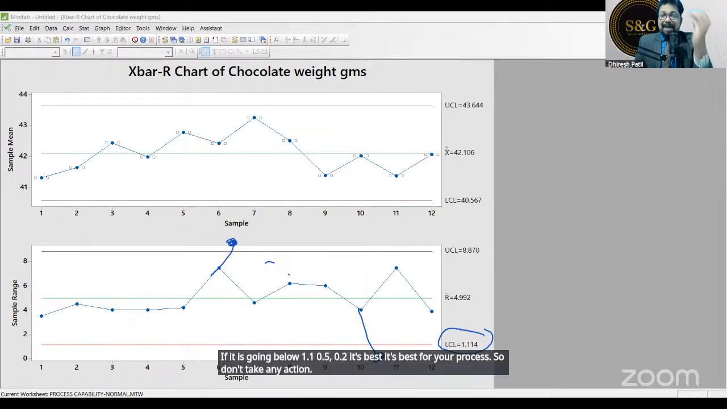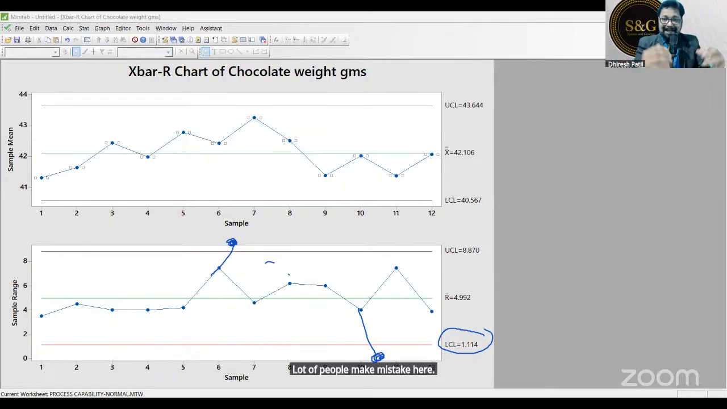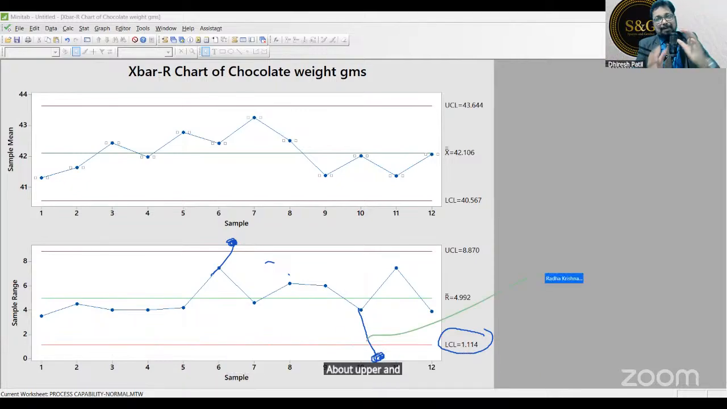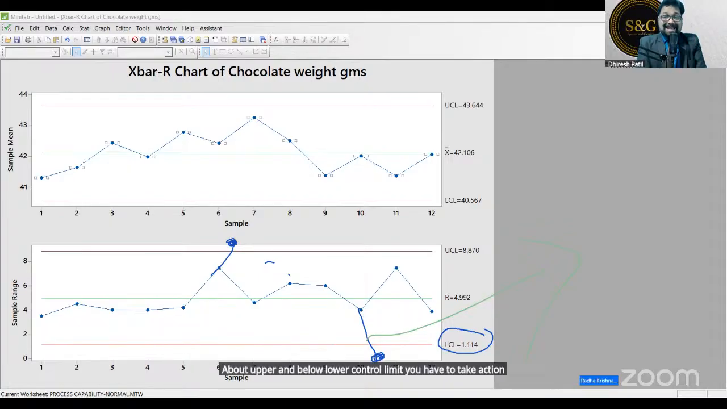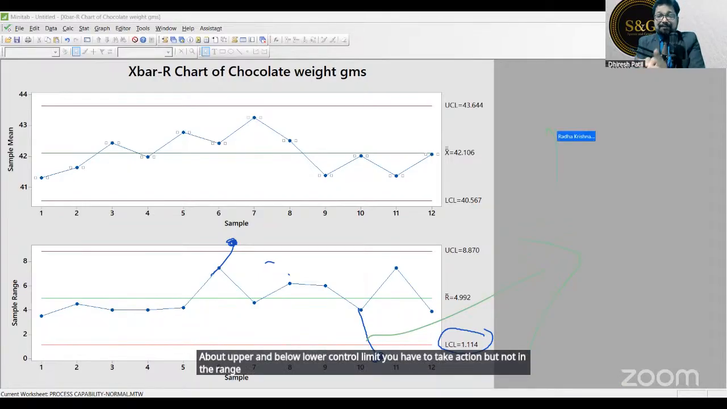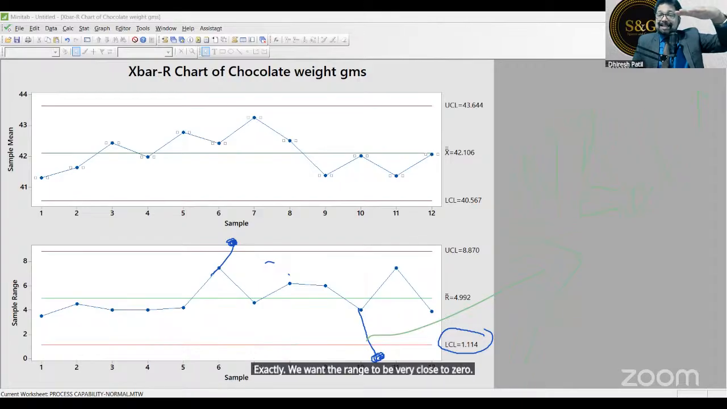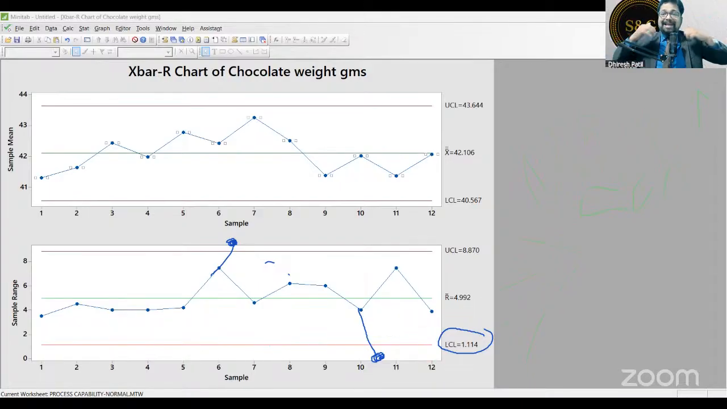A lot of people make a mistake here. They take corrective and preventive action when it goes beyond. Sir has said that if it goes outside the control limit, take action. No. In the X bar chart, yes, above the upper and below the lower control limit you have to take action, but not in the range and not in the standard deviation. Exactly, we want the range to be very close to zero. The lower it is, the better. Lower is better. Don't bring it to the center once again.